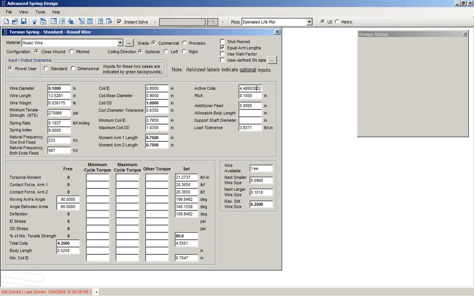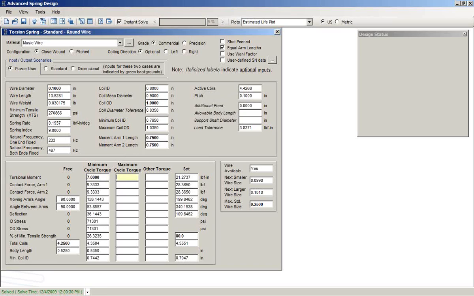And so what we've done is we've actually blocked the capability of inputting a value for active coils. So total coils can be an input, and your arm lengths can also be input. Active coils, simply for information purposes only, is shown as an output.